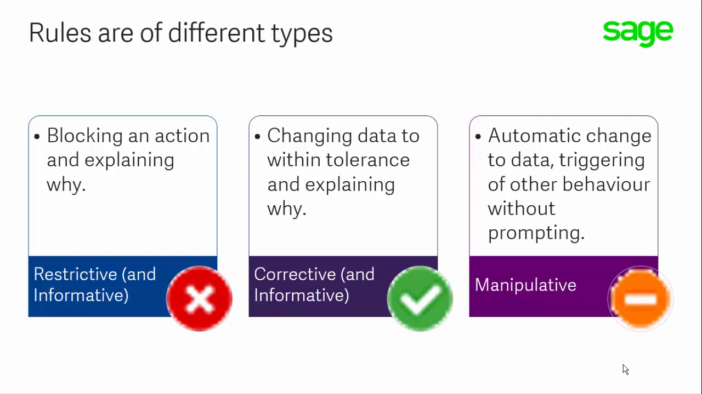You can see that I've divided the rule types into 4 main types: restrictive, corrective, informative, and manipulative. Informative rules are usually coupled with restrictive and corrective rules to inform a user why something has been blocked or why something has happened. I want to explain each of these in turn. Or rather, I'm going to explain certainly the majority of these types of rules.